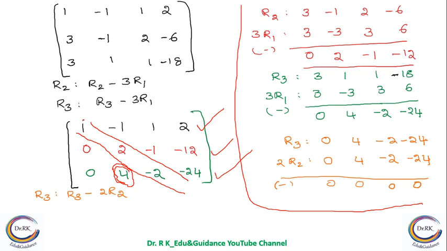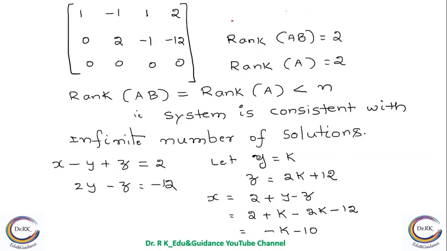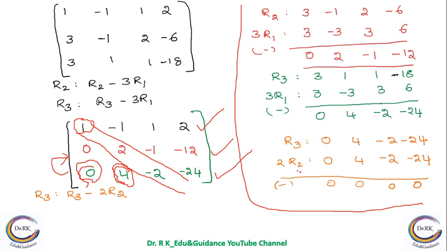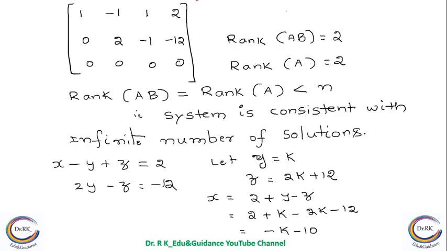If we operate with R1, then this 0 becomes non-zero, which we don't want, so we avoid that operation. So we go for R3 minus 2R2, so that this becomes 0. This is what we are getting. Here the clear calculations are done for the sake of understanding.